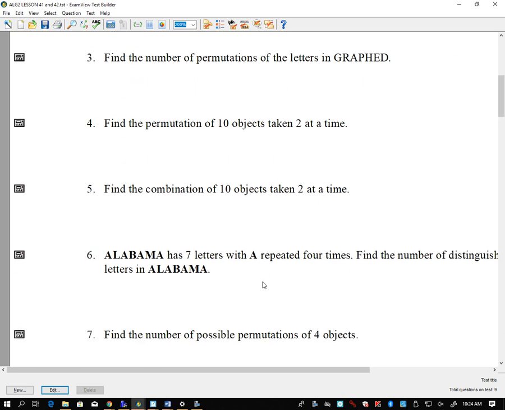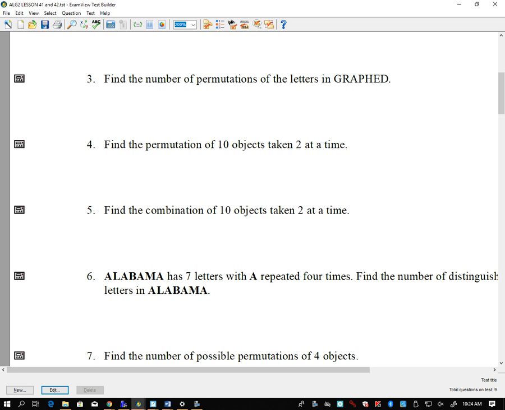All right, permutations of the letters graphed. Okay, do we have any repeats, or how many letters do we have first? 7. Okay, 7. All right, do I have any repeat letters? Are there any other G's? No. Any other R's? No. Any other A's? No. Any other P's? No. Any other H's, E's or D's?